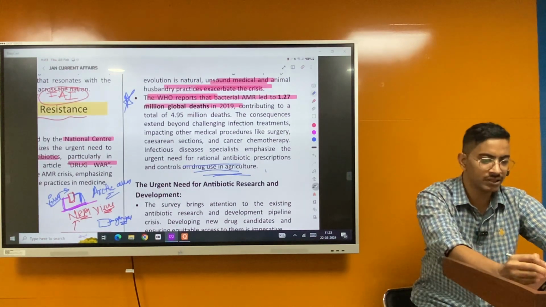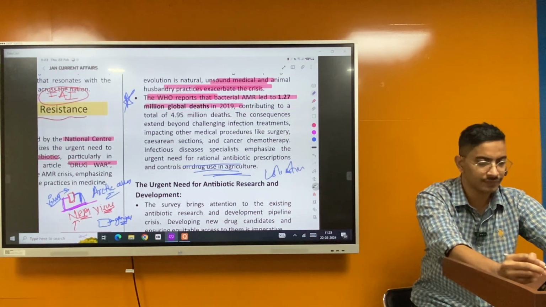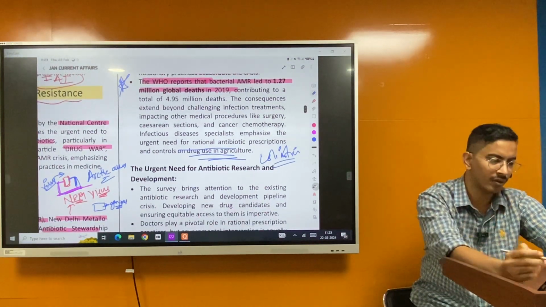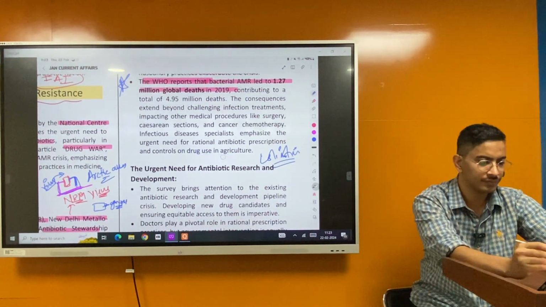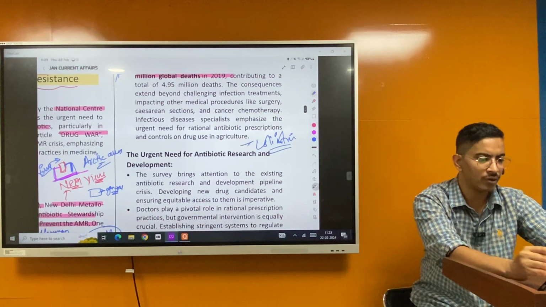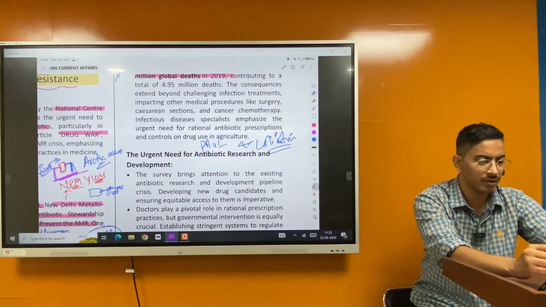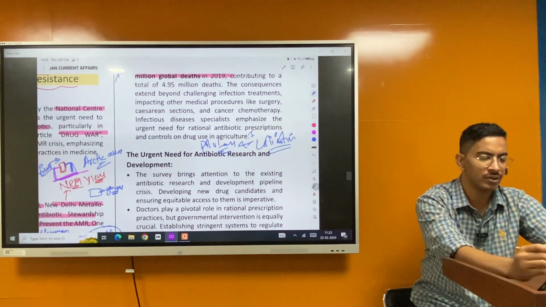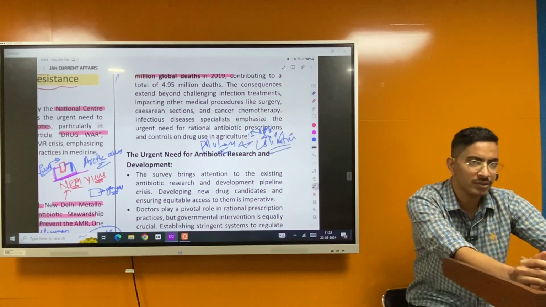Have you seen this colistin? It's given in poultry, and even the prescription of all this is already banned.